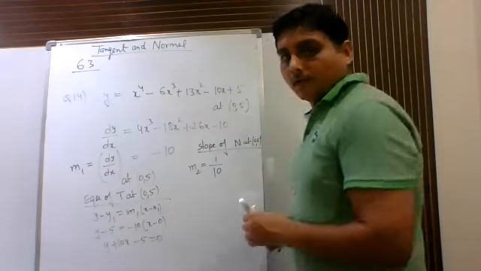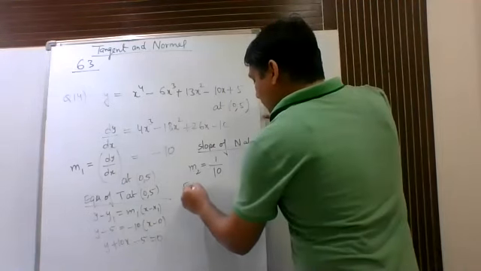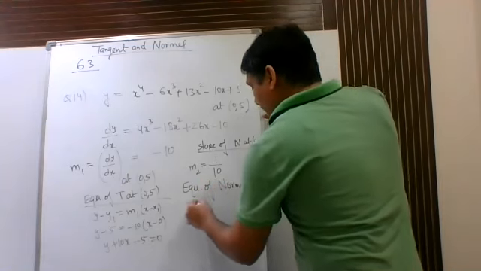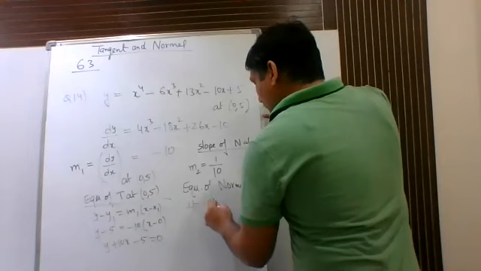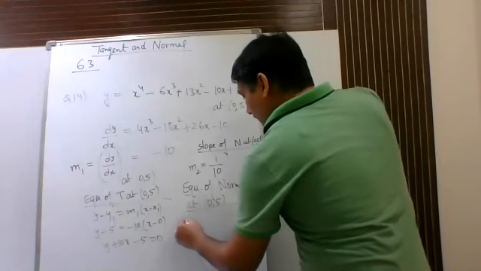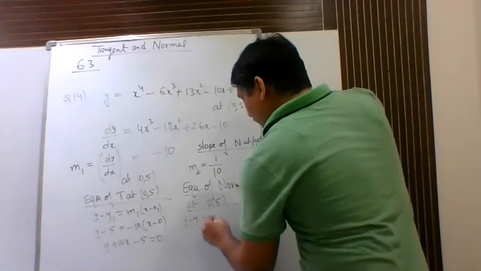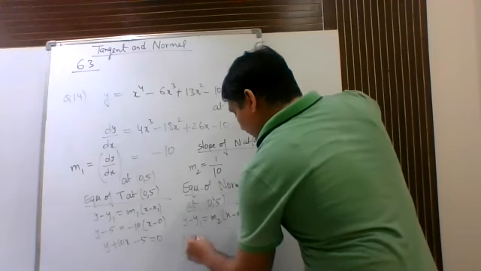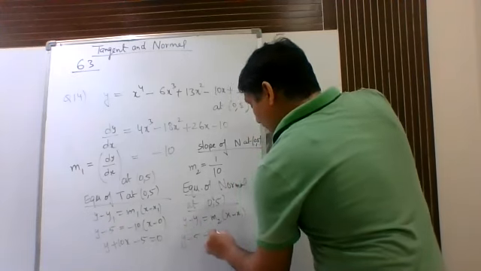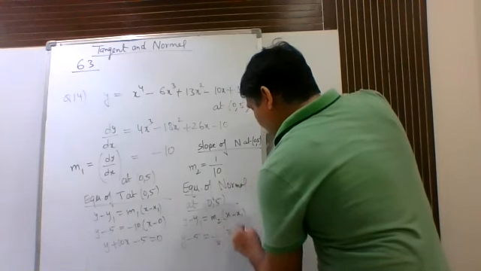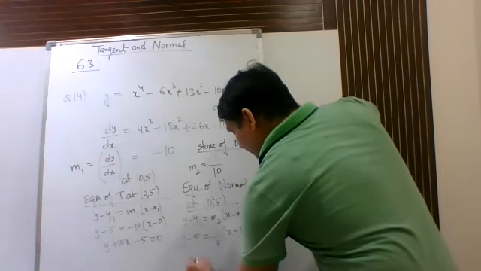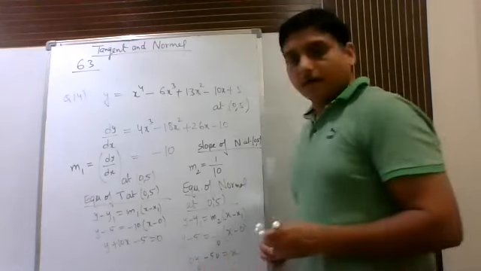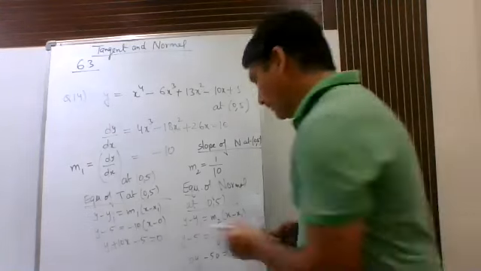Now same here for the equation of normal at (0, 5). It will be y minus y1 is equal to m2 into x minus x1. Let us substitute the value. So y minus 5 is equal to 1 upon 10 into x minus 0. Just cross multiply and simplify this. After that, you can rewrite it in another form and that will be the final answer.